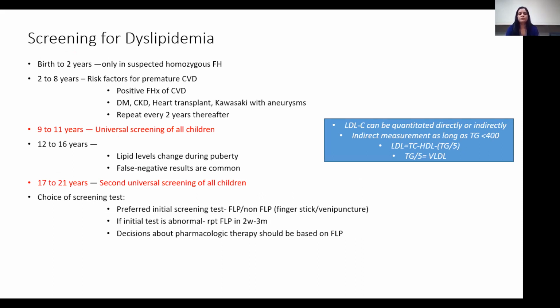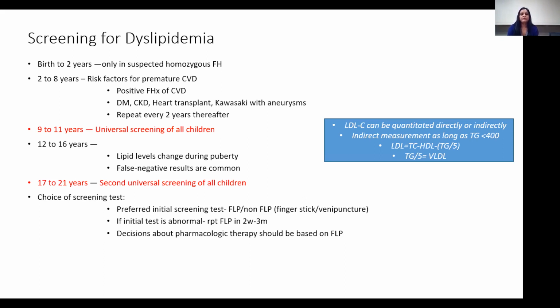There are two. AAP actually recommends two universal screenings of all children, whether they have the risk factors or not. The first one should be at 9 to 11, and the second one should be between 17 and 21, before we discharge the patients from the pediatric service. So whether they have the risk factors or not, we need to get these two.